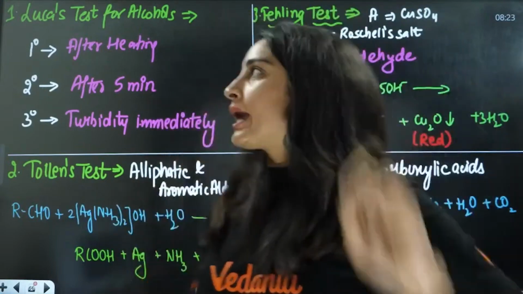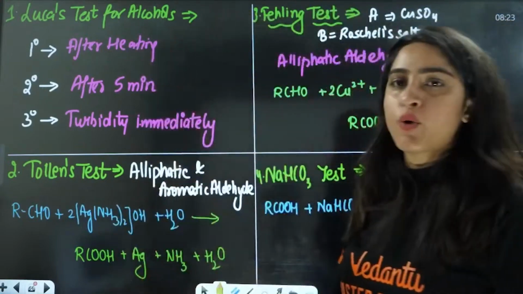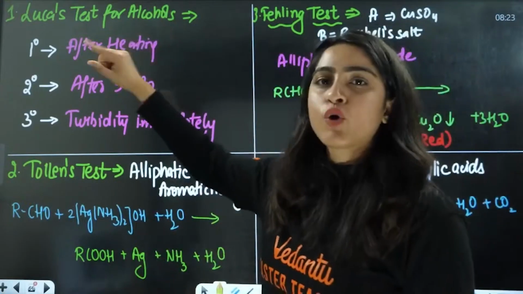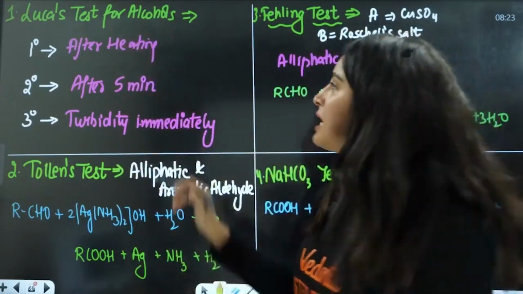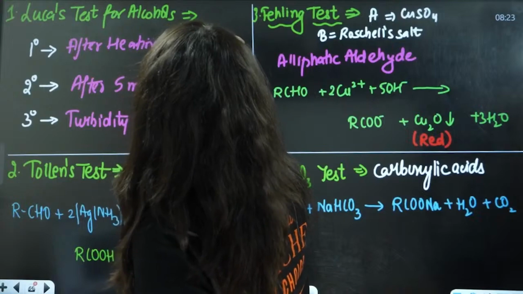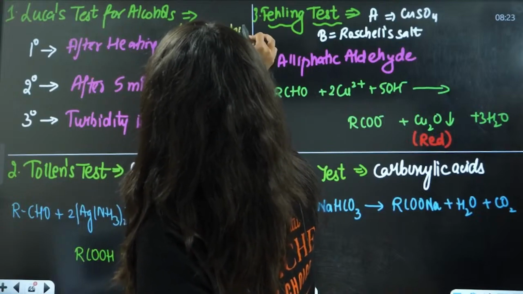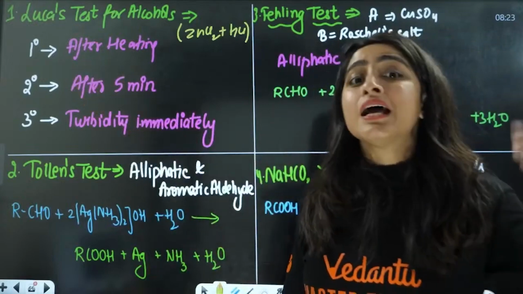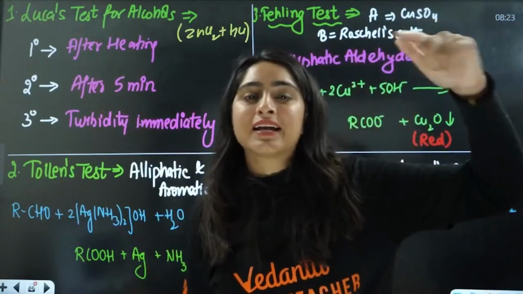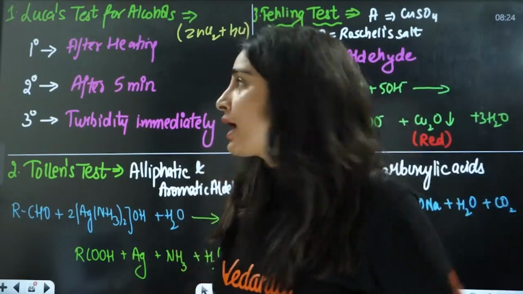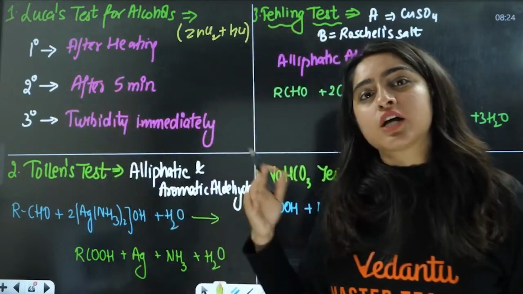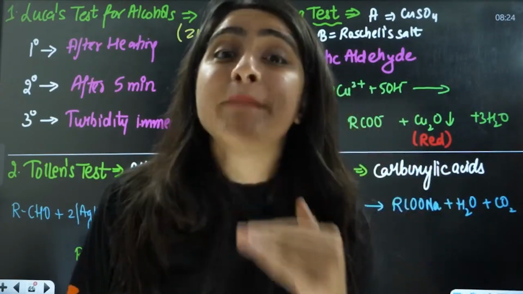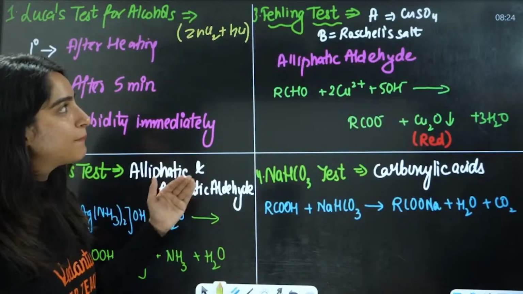Yes, bacha. Okay, perfect. Now for the Lucas test for alcohols. To distinguish 1 degree, 2 degree, 3 degree alcohol, you have Lucas reagent, that is ZnCl2 plus HCl. For 1 degree, turbidity will appear after prolonged heating, that is after 30 minutes. For 2 degree, turbidity after 5 minutes. For 3 degree, turbidity will be formed immediately.